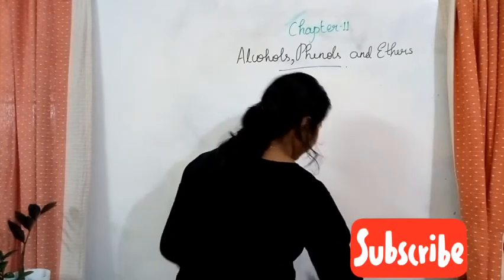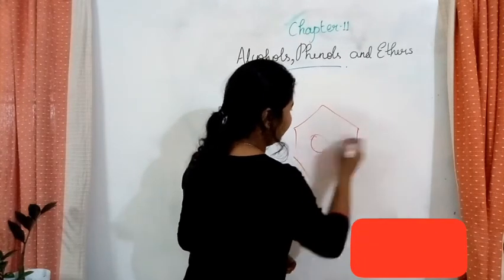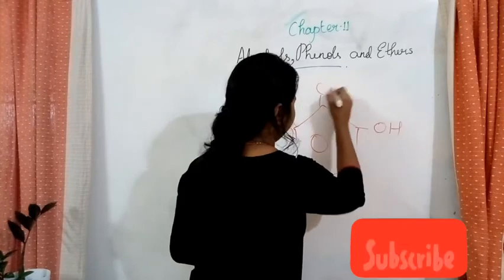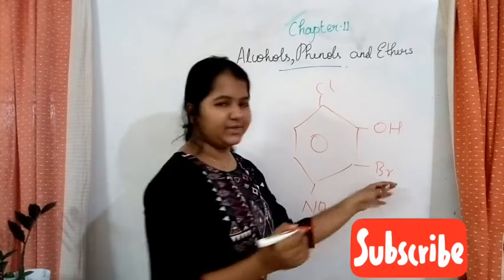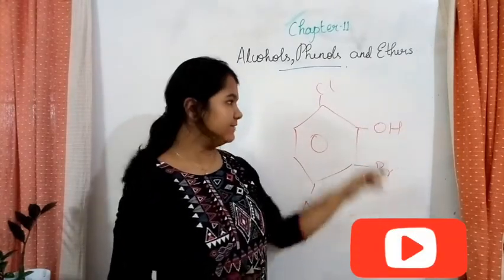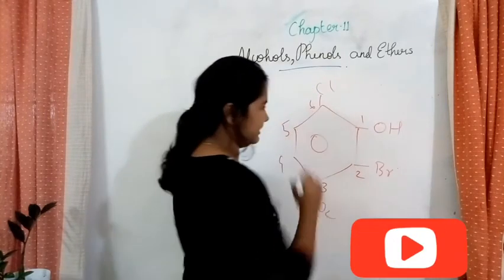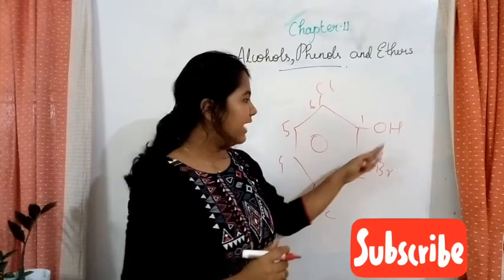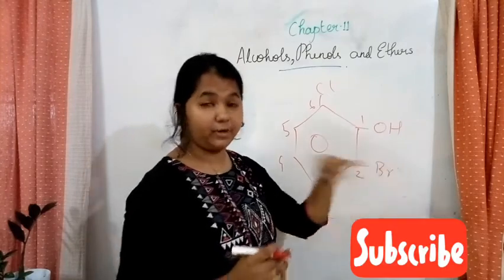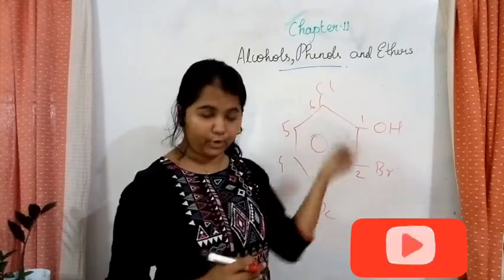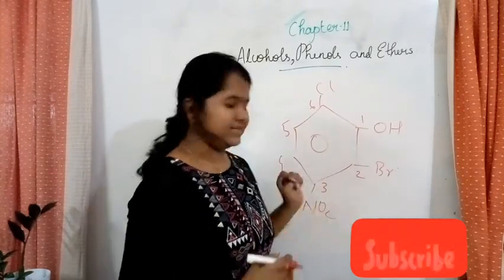The compound is a phenol. We'll name a phenol. How would you name this compound? You will start numbering from OH. That is 1, 2, 3, 4, 5 and 6. So now let's start naming. We have to name it according to alphabetical order. B comes for bromine, it is bromo, for chlorine it's chloro, and for nitrogen it's nitro. So the alphabetical order listing would be bromo, chloro and nitro.